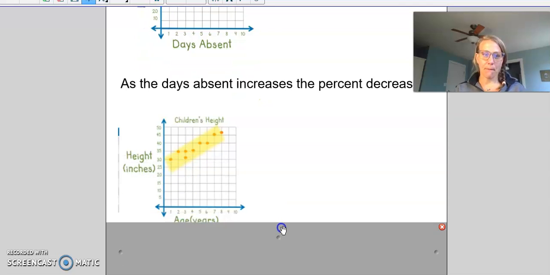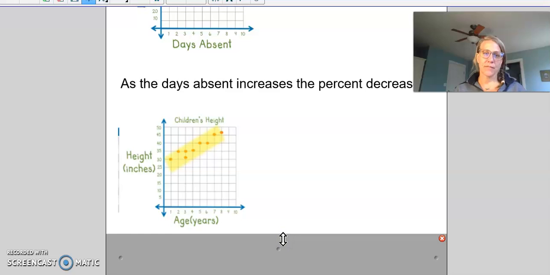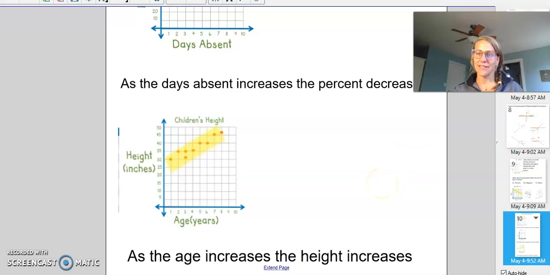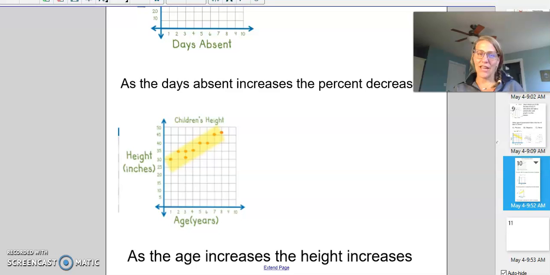Last one. Go ahead and describe this one. All right, in this last one, you should have found as the age increases, the height also increases. All right, great job.